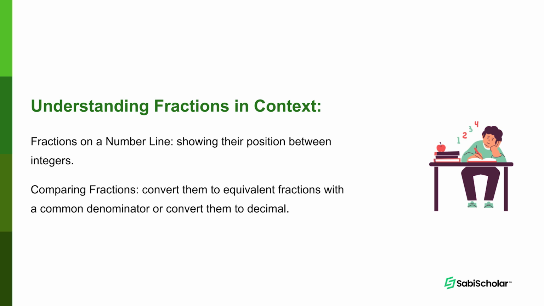Comparing fractions. To compare fractions, you can convert them to equivalent fractions with a common denominator, or you can convert them to decimals. It depends. If you have a calculator, it's probably easier to convert them to decimals. But if you do not have a calculator, you can convert them to equivalent fractions with a common denominator. The easiest way to do that is to multiply one of the fractions by the denominator of the other fraction.